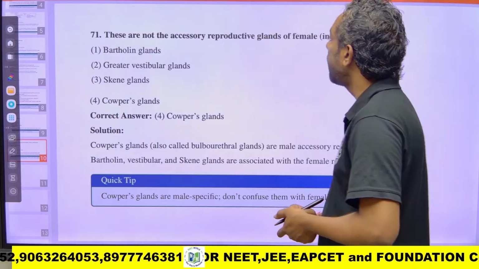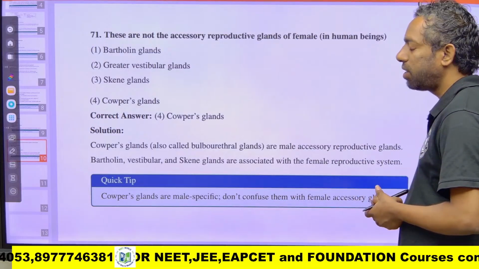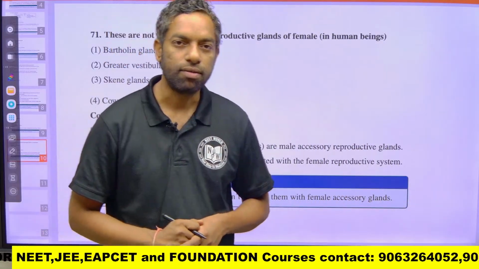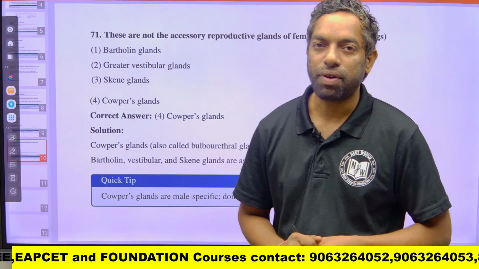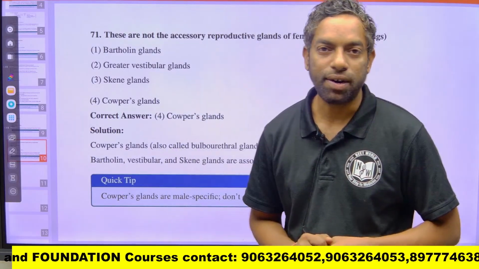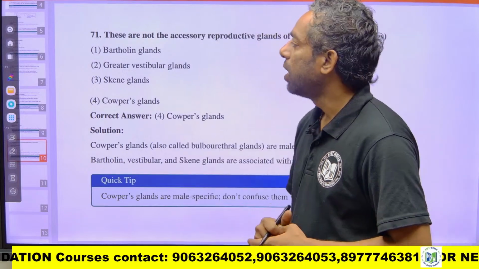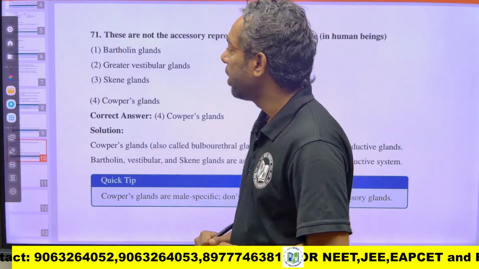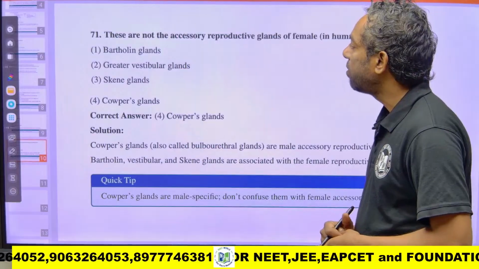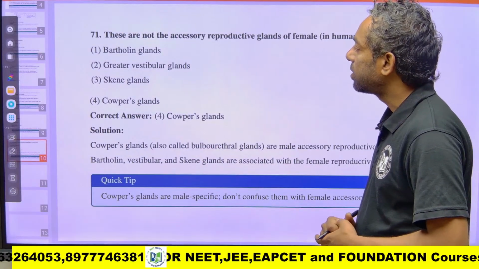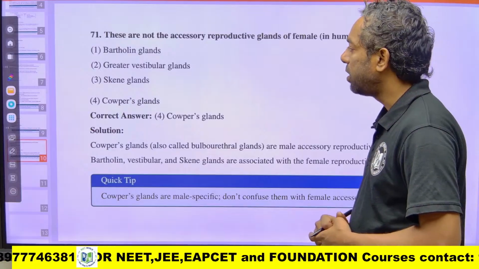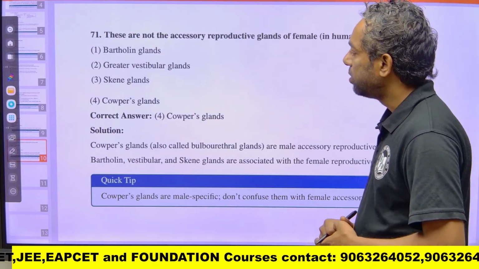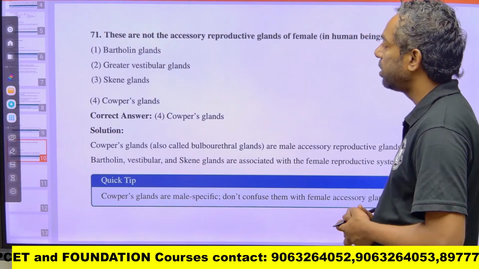These are not the accessory glands of the female reproductive system. The female reproductive system is separate from the male reproductive system. You have to come across all parts of the female reproductive system, guys. There are accessory ducts and accessory glands in the female reproductive system. Guys, Bartholin's glands, greater vestibular glands, and Skene's glands, and Cowper's glands. Cowper's glands are in the male, and vestibular glands are not. Bartholin's glands are only for the female reproductive system.